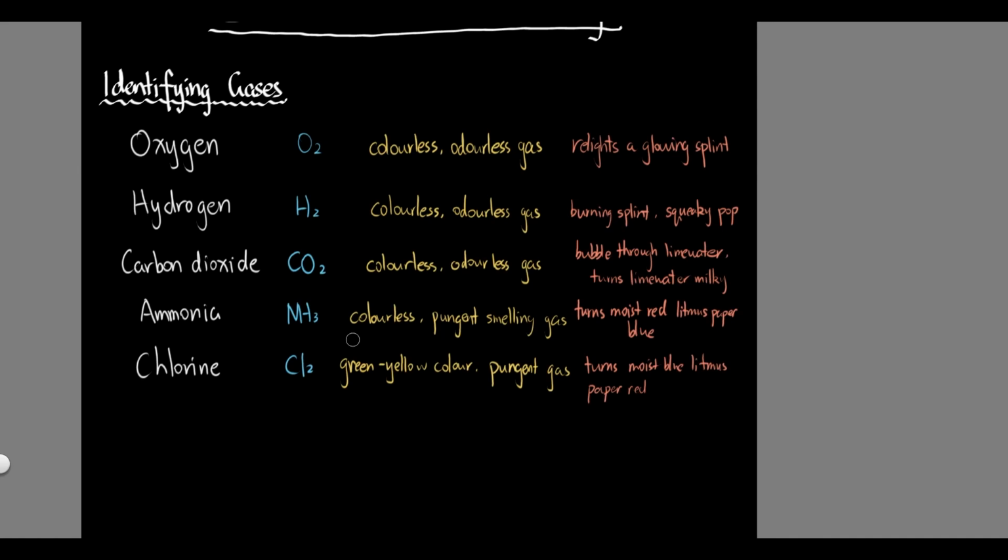So anyway, that's all for today's video. We talked about oxygen, hydrogen, carbon dioxide, ammonia, and chlorine, their properties, and how you would test them. We also took a closer look at the different test results. So this is basically all you need to remember for the gas identification part. And that's all for today, and I hope to see you guys next week.